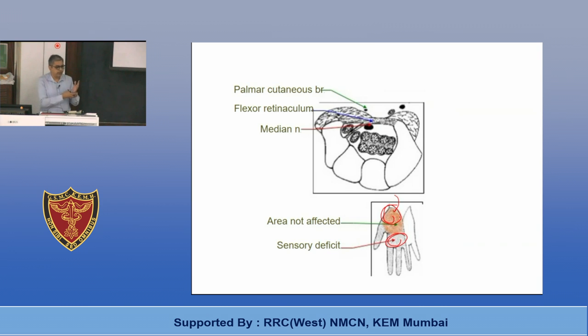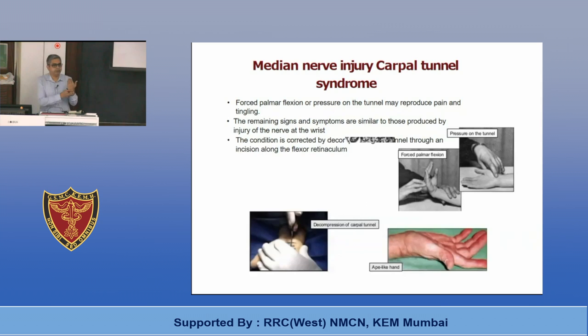And then if you ask for flexion, there is tingling and pain, because when you stress the wrist in flexion and compress, there is a tingling sensation. That is how we differentiate carpal tunnel from other injuries of the median nerve. The treatment is cutting the flexor retinaculum, releasing the nerve.